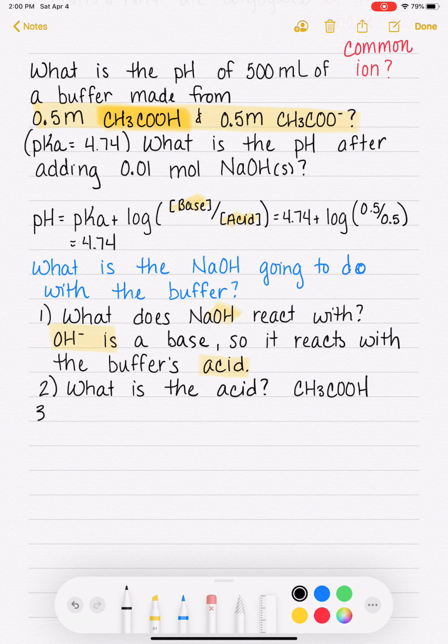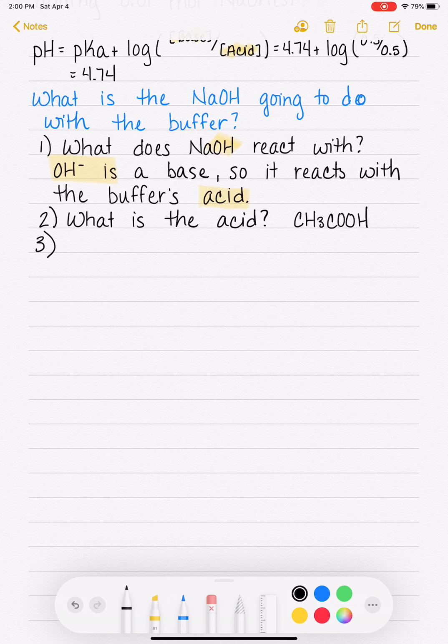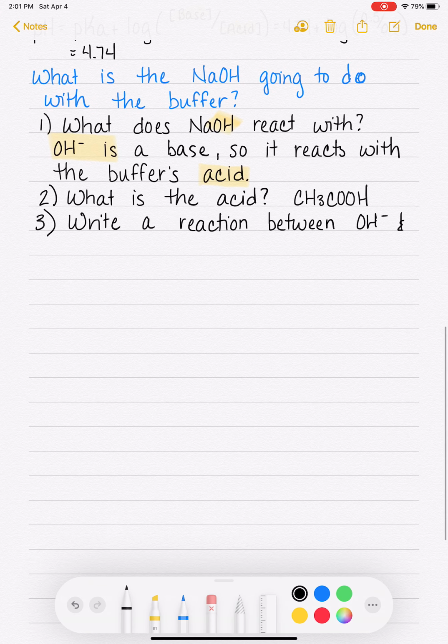So now, step 3, what we're going to do is write a chemical reaction between the thing that we're adding, which is OH minus, and the buffer's acid, CH3COOH. We're going to write this out as a chemical equation.